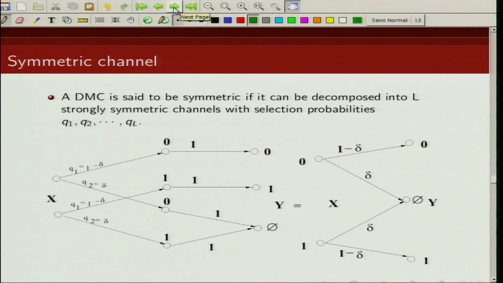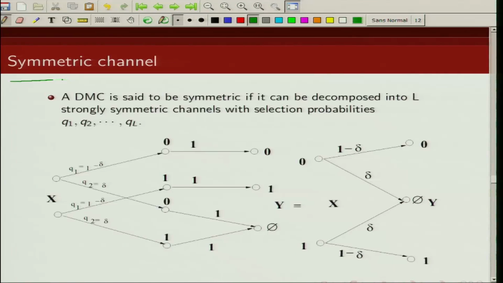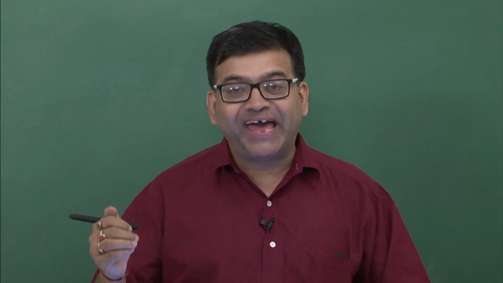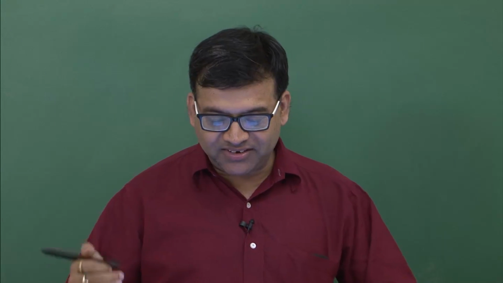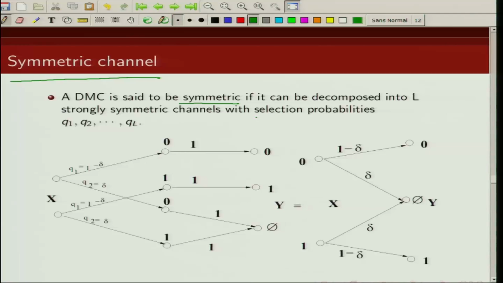Now we are going to talk about a class of channels which can be decomposed into strongly symmetric channels. This we call a symmetric channel. A discrete memoryless channel is said to be symmetric if it can be decomposed into L strongly symmetric channels with selection probabilities given by Q1, Q2, Q3, ..., QL.